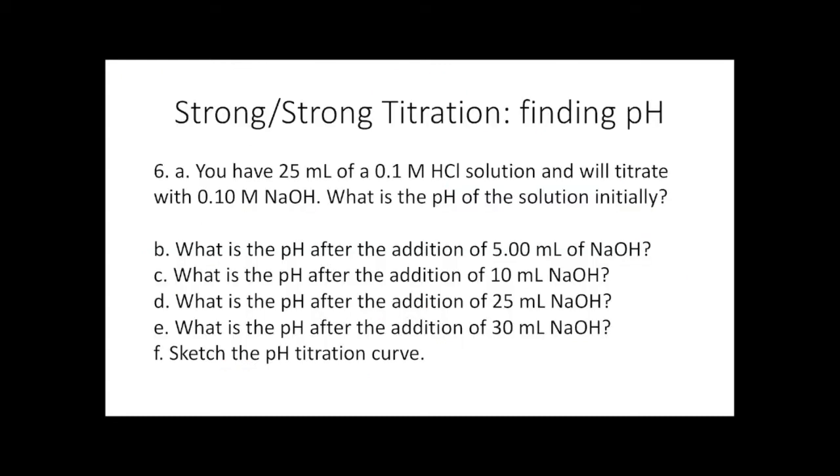All right, for D, now we add 25. So I have 25 milliliters times 0.1 molar. 25 plus 25 is 50. So I have to find my new concentration of acid. And then base, we have 25 mils times 0.1 molar equals 50 mils X. Now I have 0.05 molar of both.